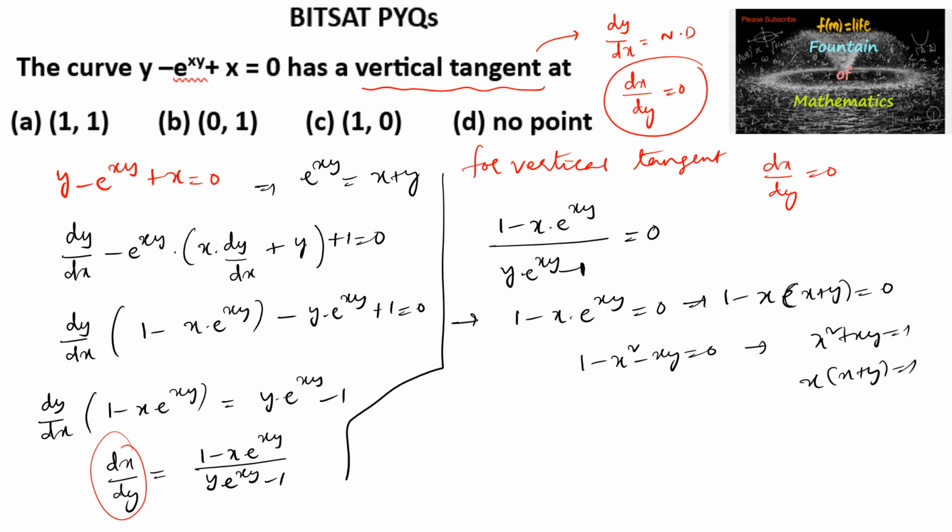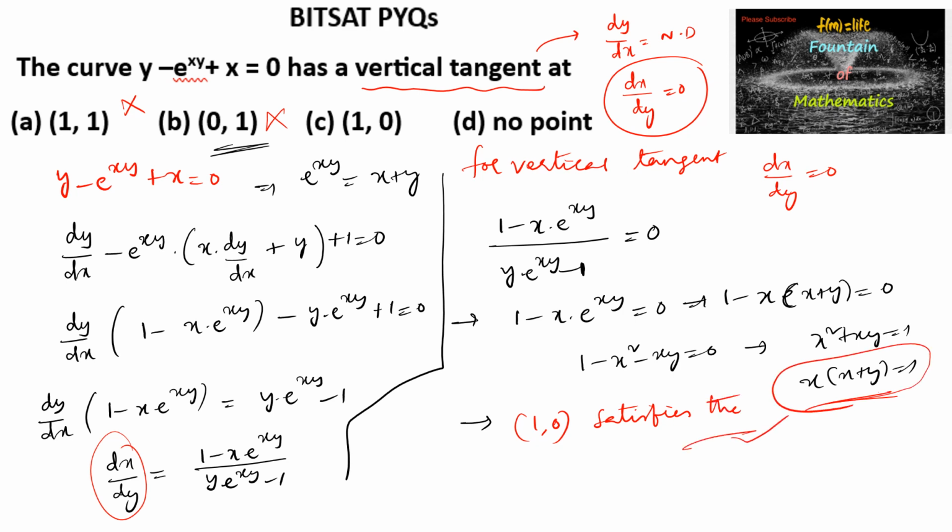And clearly we can see which point satisfies it: 1 comma 1 is not satisfying, 0 comma 1 does not satisfy, and 1 comma 0, when x is equal to 1 and y is equal to 0, it is satisfying. So 1 comma 0 satisfies the equation x into x plus y is equal to 1. So we can go with option C. So at 1 comma 0 we can see it is having a vertical tangent, that is dx by dy is equal to 0.